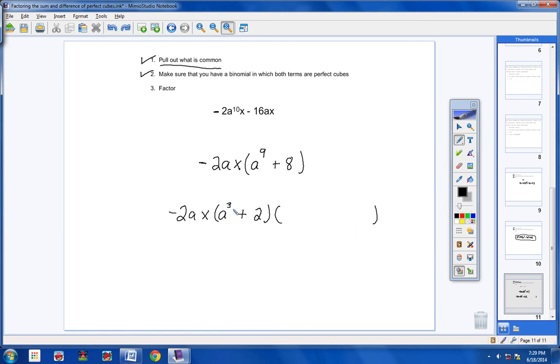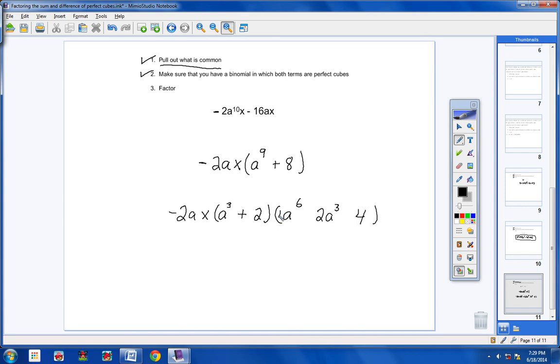Now, you take this term right here, a cubed, and you multiply it times itself in your head. Well, a cubed times a cubed is a to the 6th. Now you take this term here and you multiply it times itself in your head. Well, 2 times 2 is 4. And then you take this term here and this term here, and in your head you multiply them together. So a cubed times 2 would be 2a cubed.